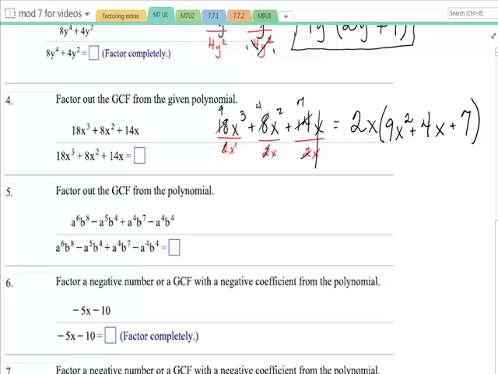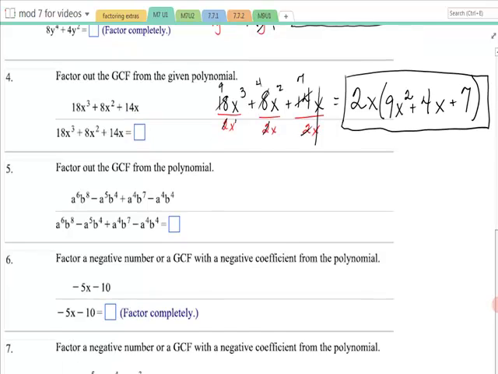A common mistake that I see sometimes is that when students write down the factors, they neglect to put the greatest common factor out in front. You have to have 2x, parentheses, the whole thing. You have to have all of it.